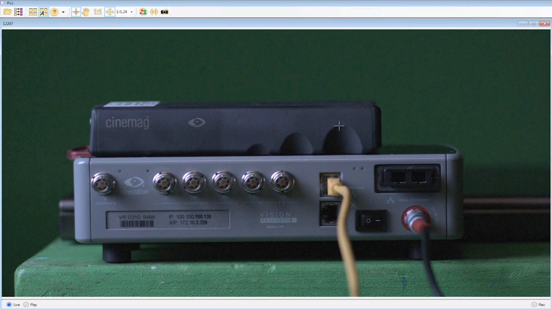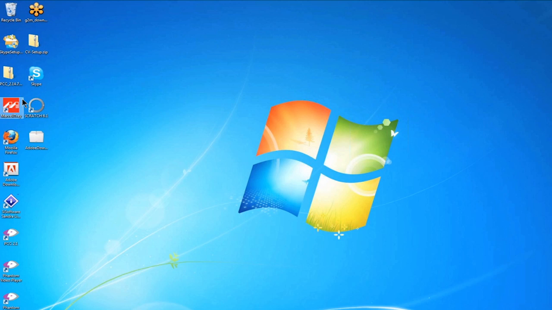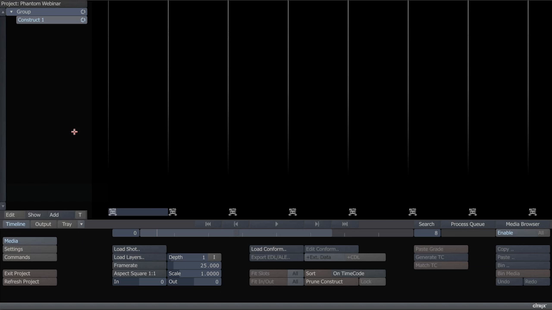So I'm going to exit out of the Phantom application now. I think we've dealt enough with that. And what I'm going to do is I'm just going to open up our Scratch Lab. Right. So I've got my first construct open over here.